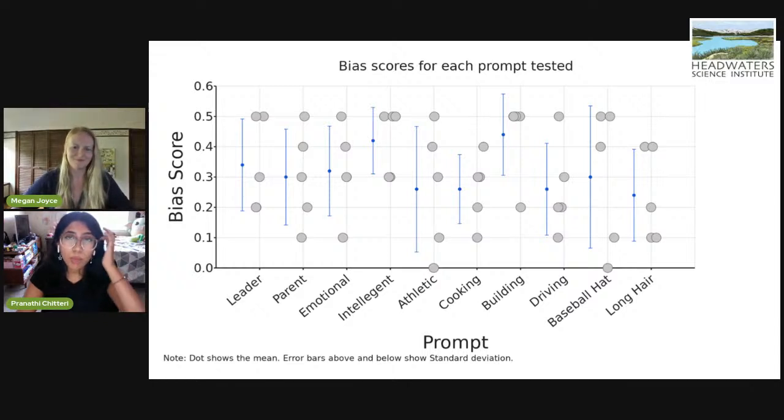Yeah, so all my prompts had a similar sentence structure, but they did differ in what we asked. So we asked about different roles and career things. Like we said leader and parent, which are two roles. And then we also used some adjectives like emotional, intelligent, and athletic. And then we also used some action words like cooking, building, and driving. And then we asked some experience-based prompts like wearing a baseball hat or if they have long hair. And this was to ensure that different aspects of a person are accounted for when we look at gender bias.